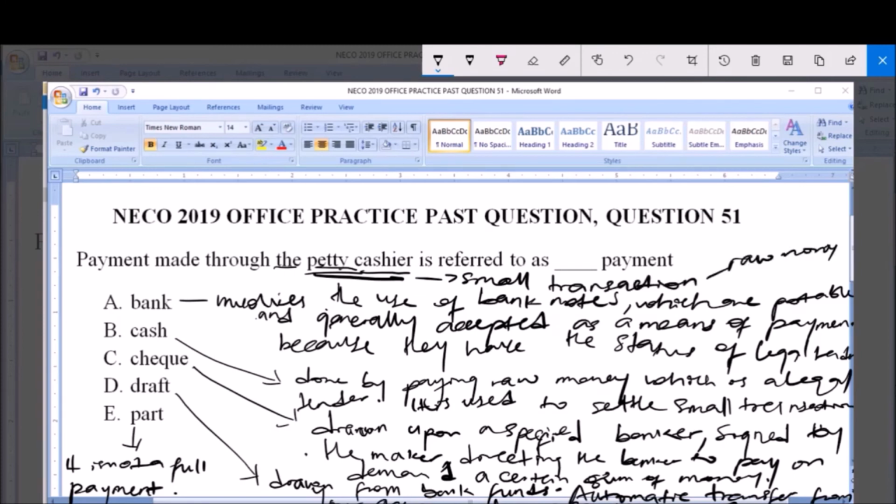Which is a legal tender. Now you agree with me that B here, cash payment, is the answer to this question, because cash payment is done by paying raw money, which is a legal tender, and it is usually used to settle small transactions. Transactions involving a petty cashier are small transactions, and they involve the use of raw cash, raw money. So the answer to this question is option B, cash payments.